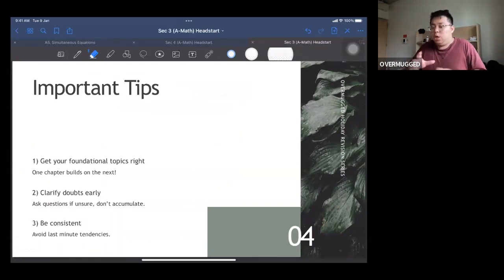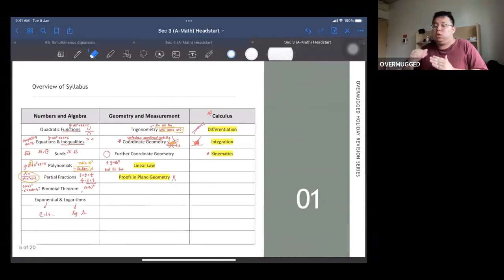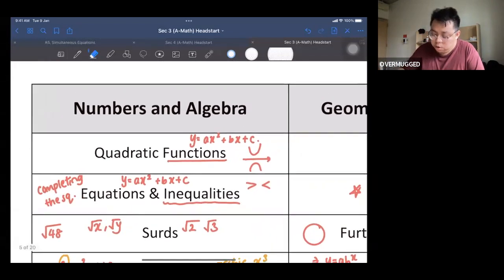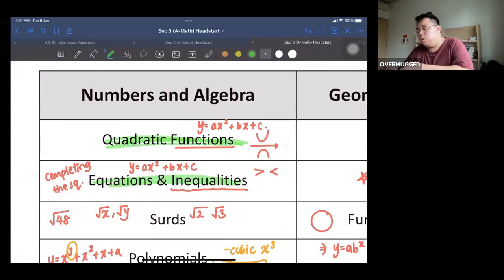Okay, and also the initial topics. So I will point out some topics to you that you need to secure right at the very start, such that you will not snowball. So first one will be simultaneous equations, okay, and these two first topics here, quadratic functions and equations and inequalities. So this chapter here and this chapter here. Okay, these two are chapters that will link on to other chapters, and if you struggle right here, it will definitely snowball. So please focus your effort on these two chapters first to prevent any snowballing from happening.